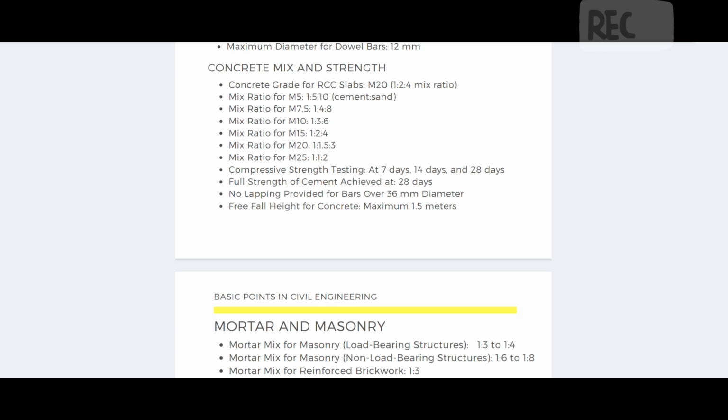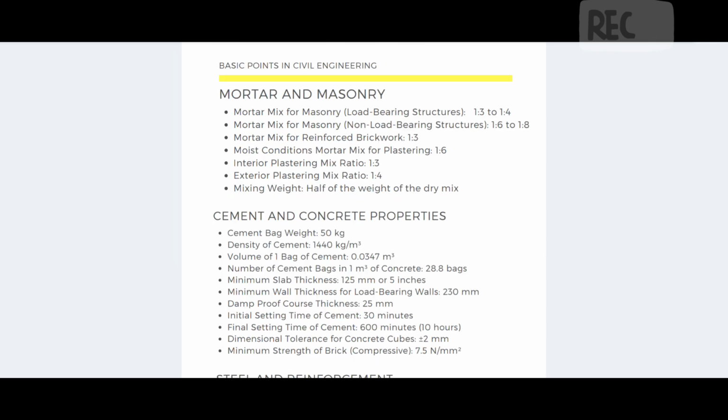Mortar and masonry. Mortar mix for masonry load bearing structures 1:3 or 1:4. Mortar mix for masonry non-load bearing structures 1:6 to 1:8. Mortar mix for masonry for reinforced brick 1:3. Moist conditions mortar mix for plastering 1:6. Interior plastering 1:3. Exterior 1:4. Mixing water weight half of the weight of the dry mix.